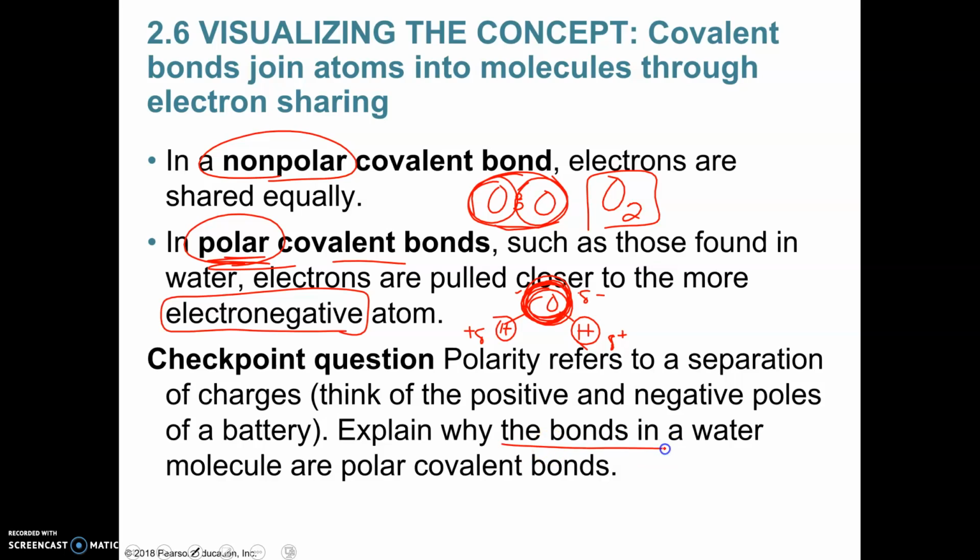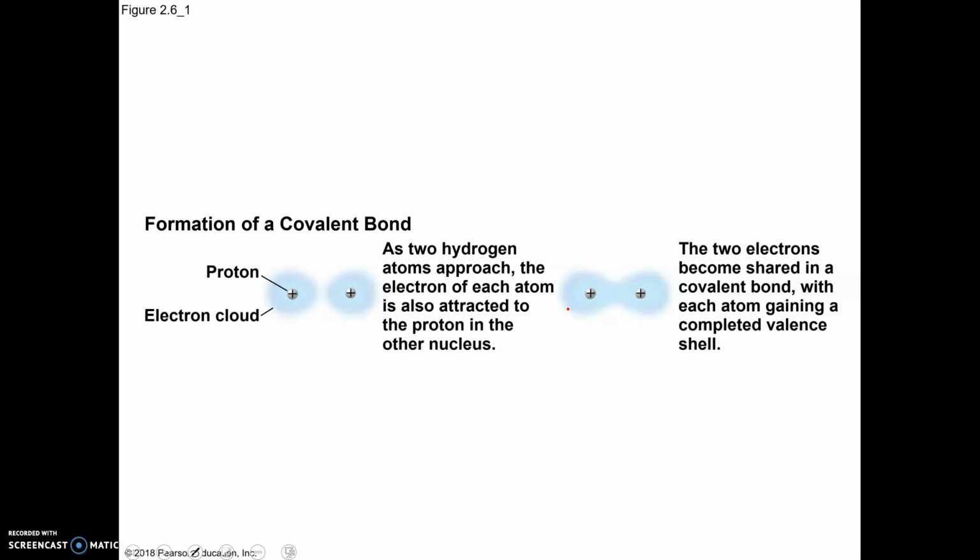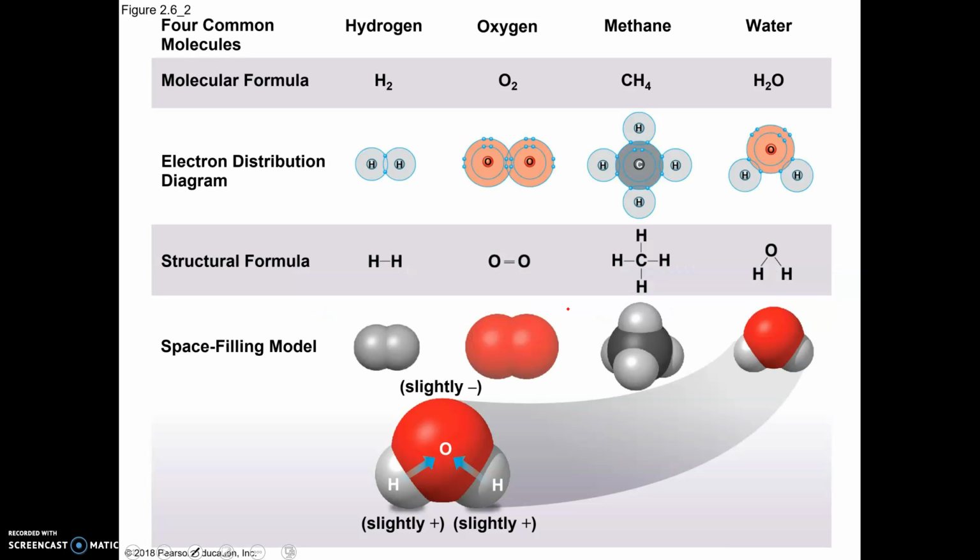So why are the bonds polar covalent in water? Again, the reason is because oxygen has a high electronegativity. It pulls very hard on electrons. Hydrogens are very tiny, and so they don't really hold on to the electrons as well. So the oxygen really doesn't steal the electrons. They're still sharing, but the electrons are hanging around the oxygen more. So that's a polar covalent bond.